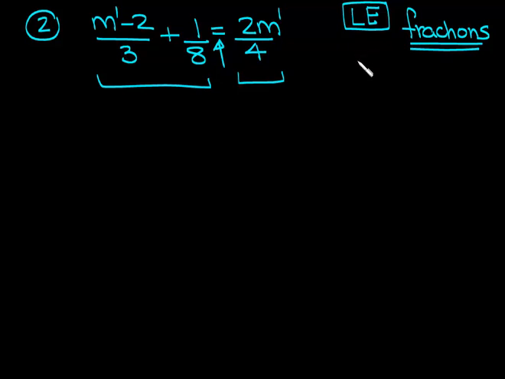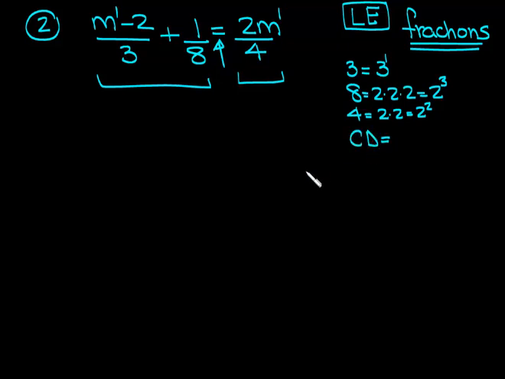A good way to find the common denominator is to take each of your fractions and break it down into its factors. 3 is just 3. 3 cannot be broken down. It's a prime number. 8 can be broken down into 2 times 2 times 2, so you can write it as 2 cubed. And 4 can be broken down into 2 times 2, which is 2 squared. So to find your common denominator, all you do is take each factor to the highest power that you have.